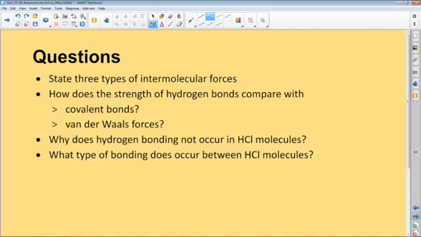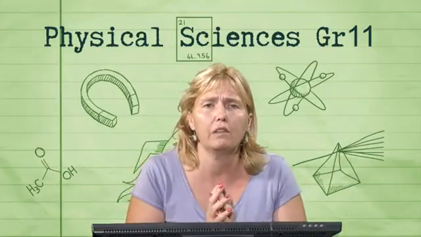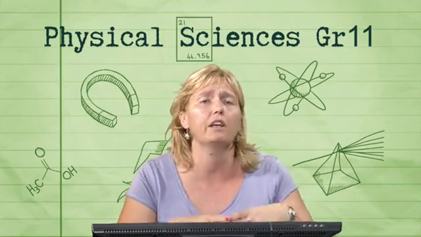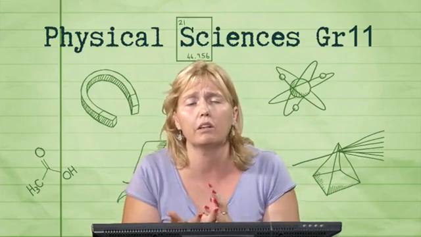So now, questions that you can answer on your own. State three types of intermolecular forces. How does the strength of hydrogen bonds compare with covalent or van der Waals? Why does hydrogen bonding not occur in HCl? What type of bonding does occur in HCl? You can see there is so much in this section, and it affects so much. It affects bonding, it affects behavior, it affects just how the atom itself operates.